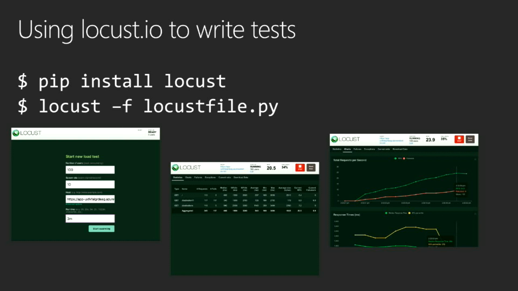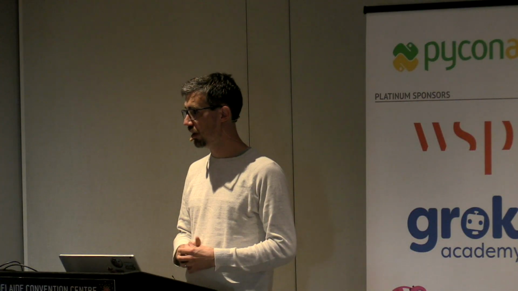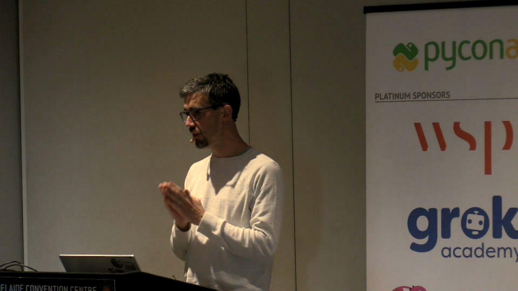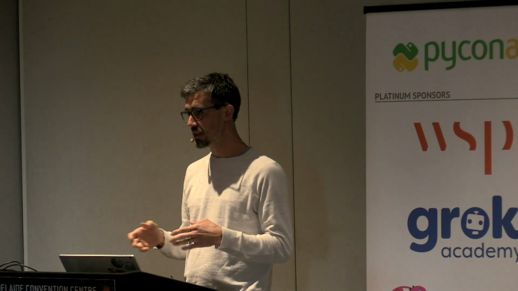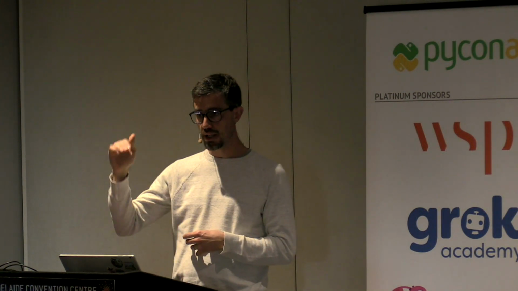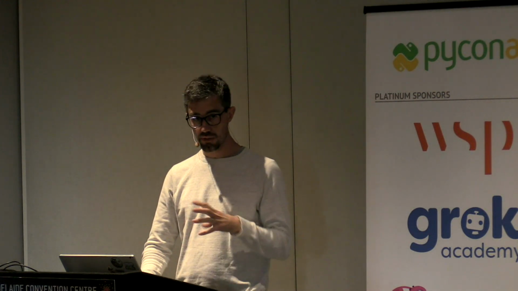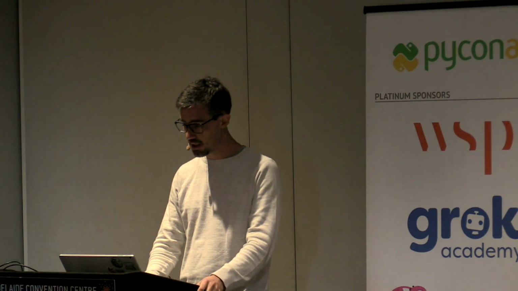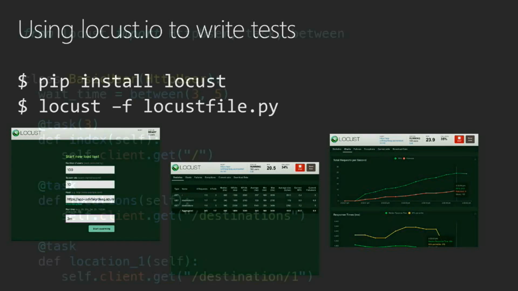So to use Locust, you just do pip install locust. And then you run locust -f with a Locust file. A Locust file is a Python file in which you define virtual users. And basically, it uses each one of those users as a script, and it will create load based on that script. So we're going to give you a couple of examples of what a Locust script would look like.